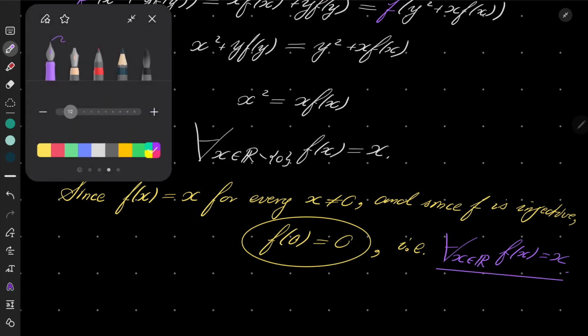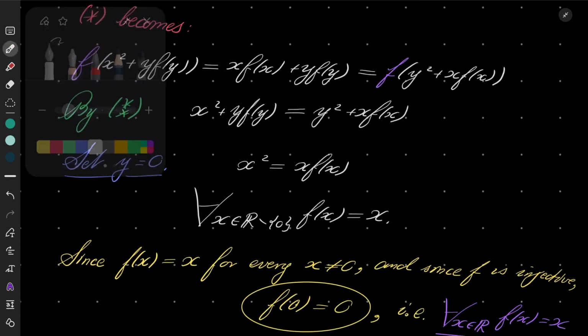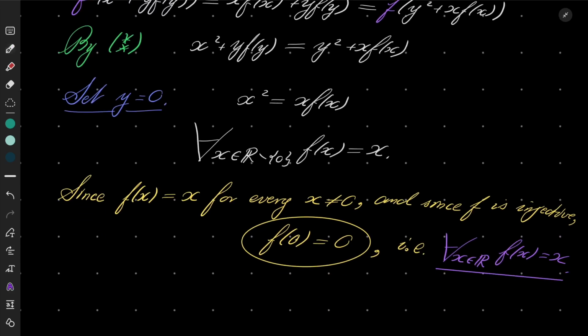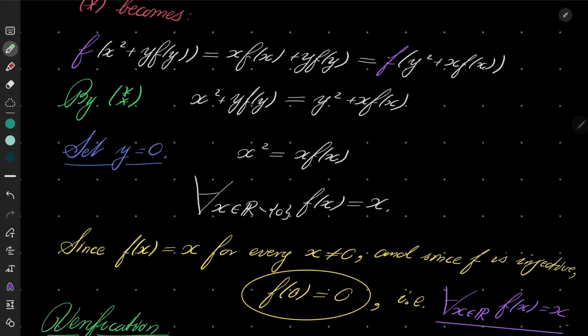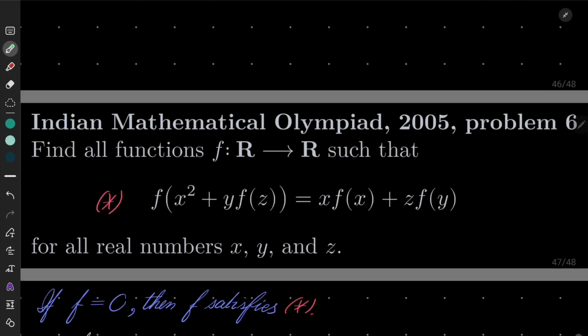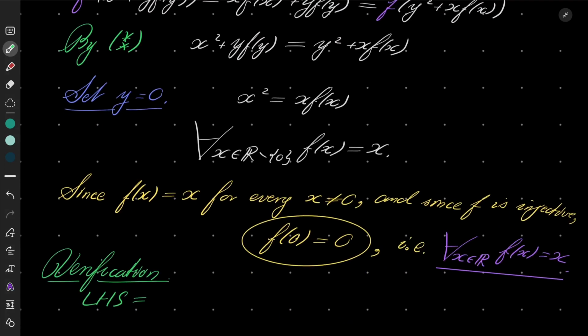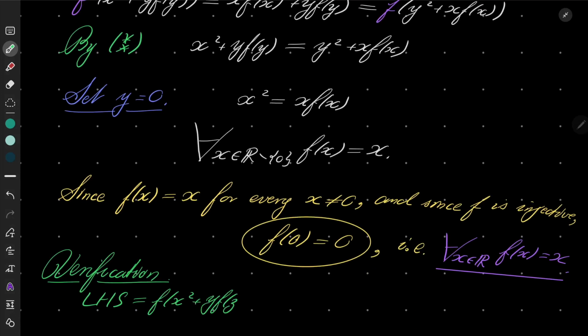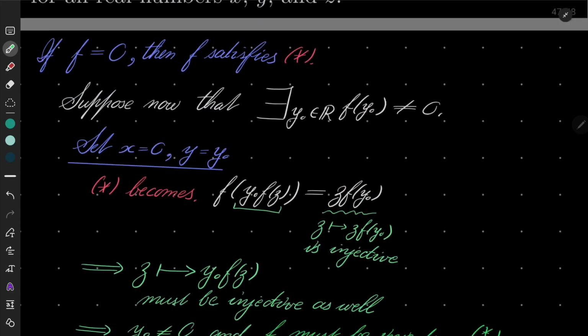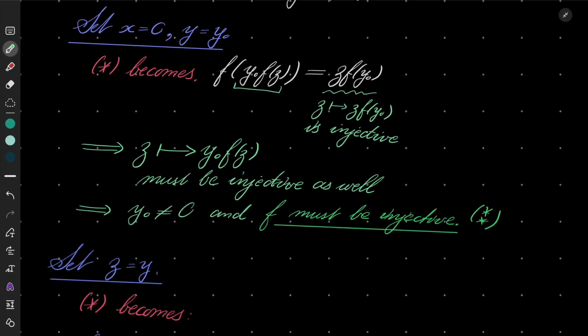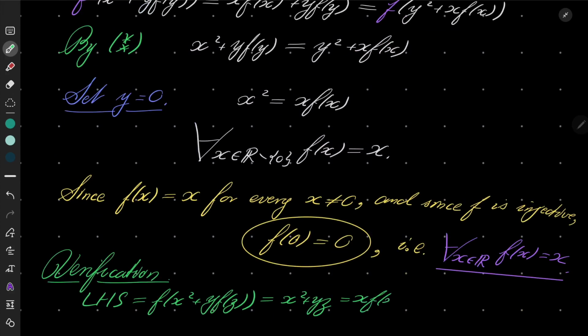And now we should do the verification, but verification is very, very trivial. But I will do it anyway. Verification. On our left-hand side, we have f of x squared plus y times f of z. But since our function is just the identity, it's x squared plus y times z. And what happens on the right-hand side? We have x times f of x plus z times f of y. And we see that in fact it is equal.